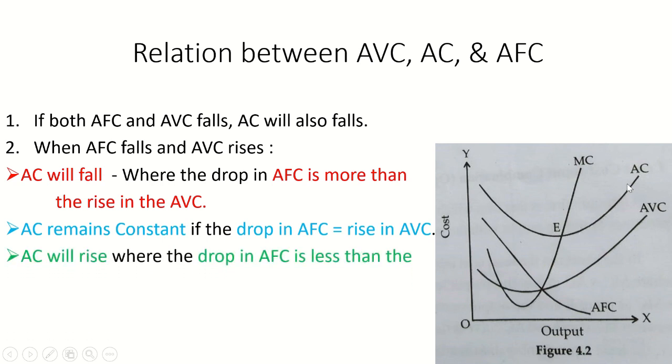Here see the AC is rising at what time? When the drop in AFC is less than the rise in the AVC. So actually when the AFC falls and AVC rises, we can see three things. That first one is AC will fall, AC remains constant, and AC will rise.